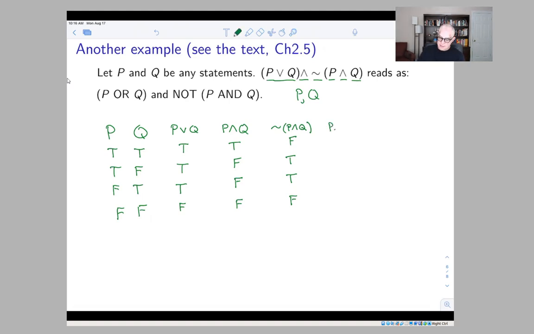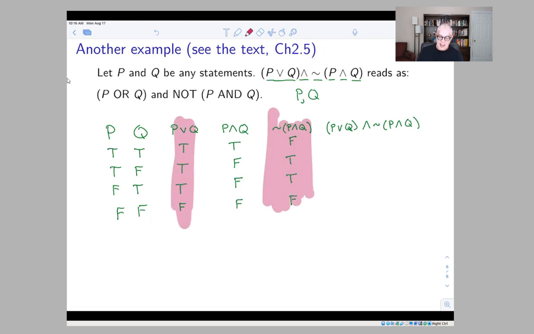And then to put it all together, we have P or Q and not P and Q. So here we have to combine this, wrong tool. Let's use the highlighter. We have to combine this column and this column with an and, because that's what we have here. So an and is only going to be true if both are true. So here it's false, true, true, false.